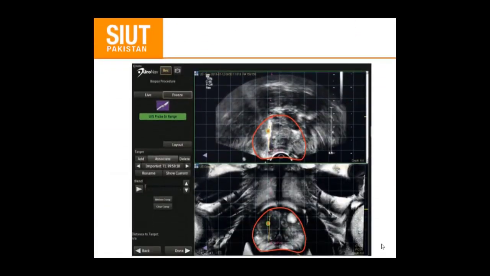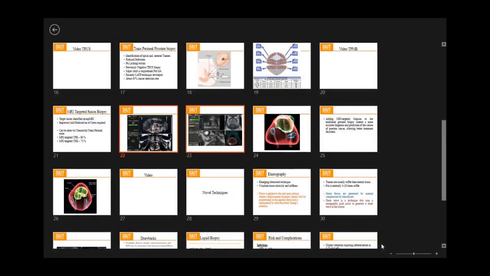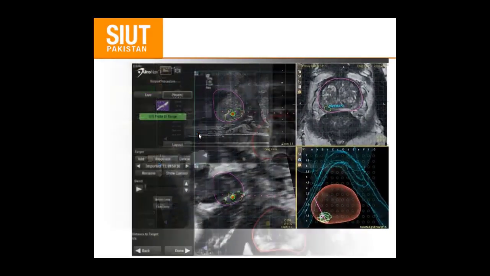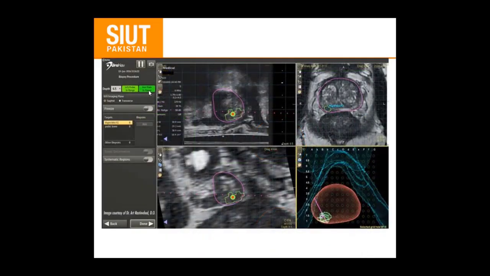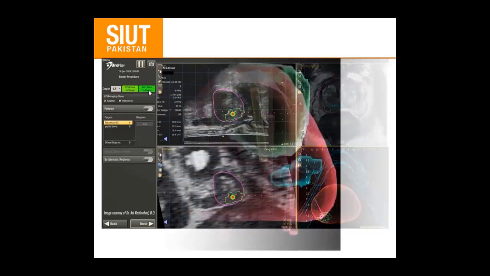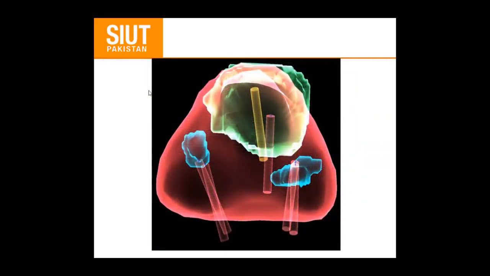This is a Urinap system which combines the images of ultrasound and MRI. The images of MRI are installed in this software, and the software combines both images, and with the help of the radiologist, we identify the target lesion and biopsy them accordingly. These are the visual images made by this software, and the target lesions here are identified. This is another image. The target lesions are identified first, and then the biopsies from these cores are taken.